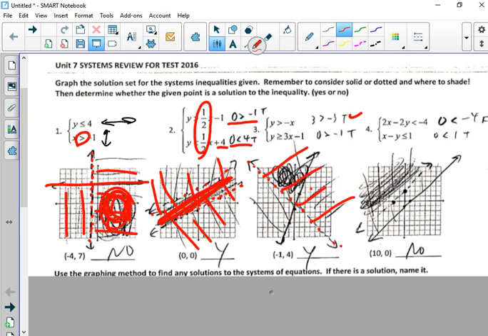The next one goes through -1. It has a steeper slope of 3. It's a solid line like this. I missed a little bit. When I test 0, 0, I got a true statement, so I shade this way. The overlapping area is up here.